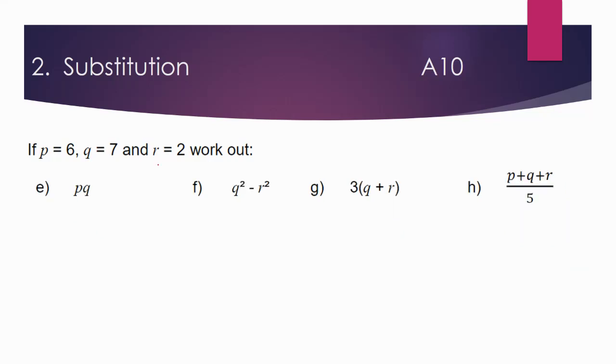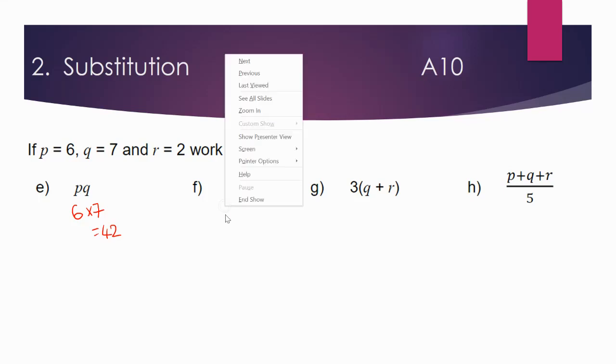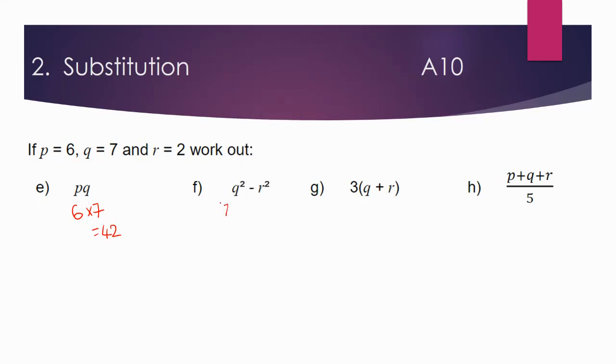And carrying on with our substitutions, PQ, no sign in the middle. That equals 42. Q squared, so we've got 7 squared, so that means 7 times 7 because we're multiplying it by itself. And 2 times 2, so 7 7s are 49. 2 times 2 is 4. It's going to leave us with 45.